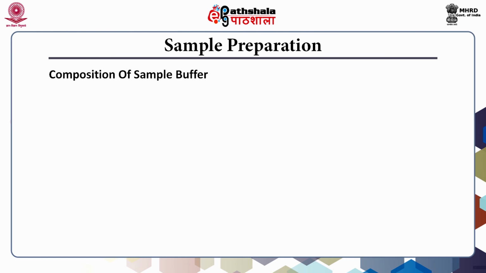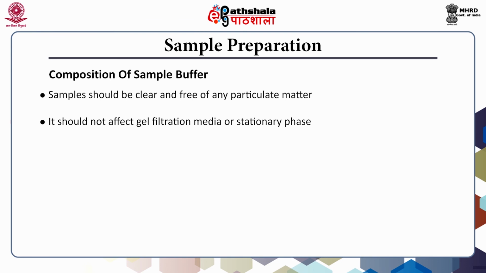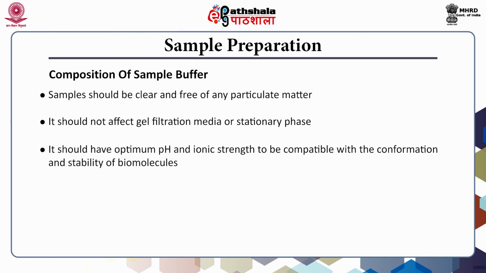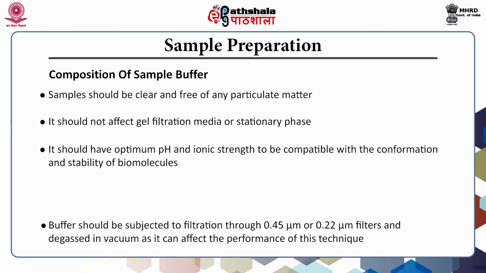Now, the composition of the sample buffer. Sample buffer composition should not affect the stability and activity of the biomolecules, and it should not affect the gel filtration media or stationary phase. One other important factor we have to consider while making the sample buffer is the pH. The pH and ionic strength of the sample buffer should be optimum so that the biological molecular conformation and stability are maintained. Ionic interactions with the matrix are undesirable in gel filtration chromatography. Therefore, 0.15 molar sodium chloride can usually be used to avoid such ionic interactions.